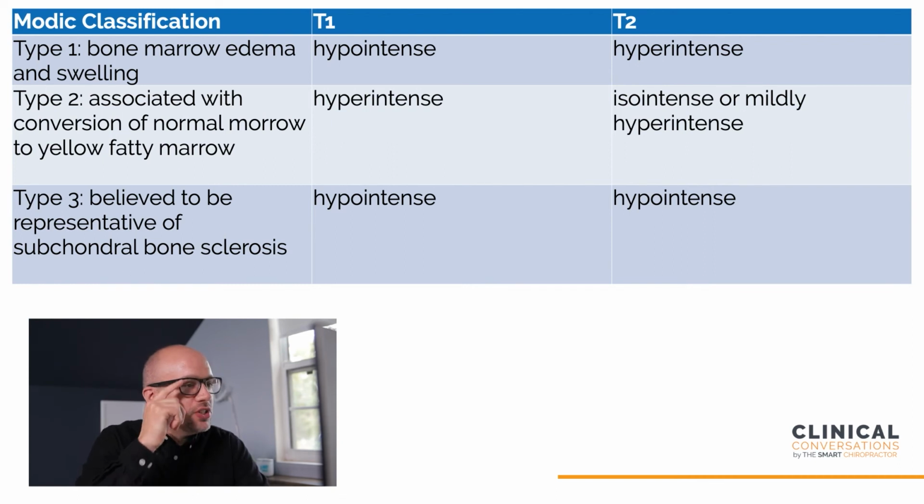When we get towards type 3, believed to be representative of bone sclerosis, we're going to see hypo-intense across both. So again, MRIs, T2 and T1 MRIs, they're great from a comparative nature because we see things like this happen a lot where something might be hyper- and hypo-intense in one stage and vice versa in another stage, and it's how you can tell where people are and determine where they're at on that spectrum of change based upon the comparative analysis between T2 and T1 images.